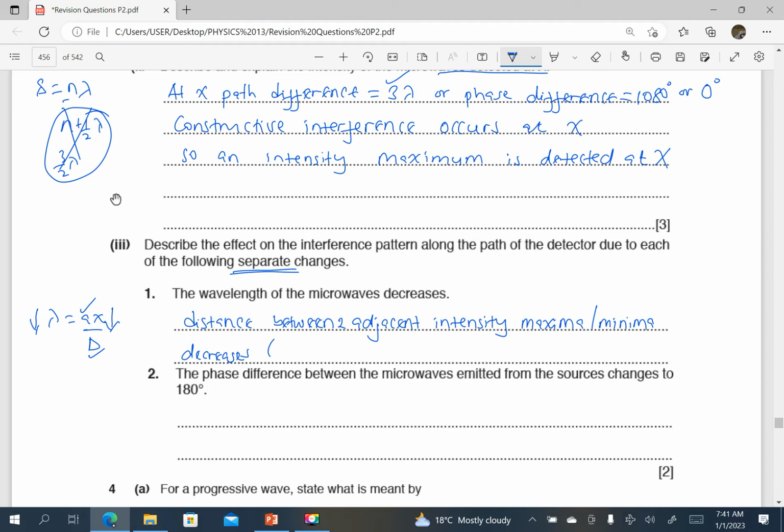In other words, the fringe separation X decreases. That's what it means when the distance between adjacent intensity maxima or the adjacent intensity minima decreases, because lambda is directly proportional to X.